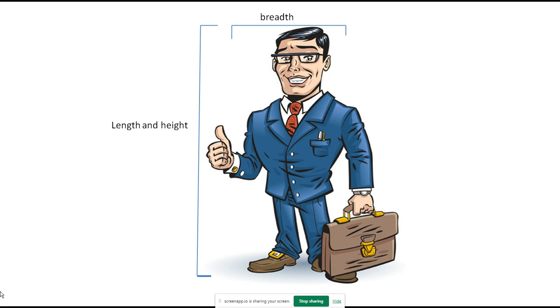Scientists classify a thing as matter if it has mass and takes up space. Mass is the amount of matter in an object. Volume is the space occupied by an object that has length, breadth, and height.